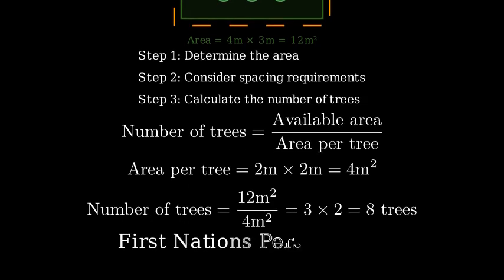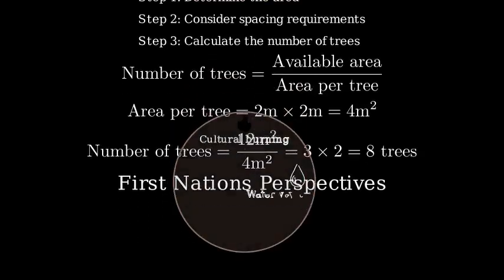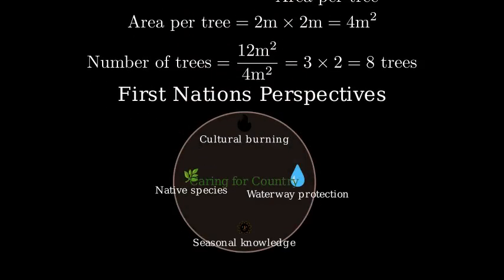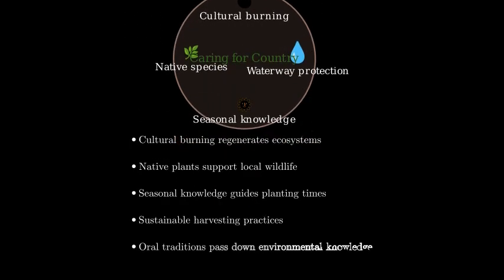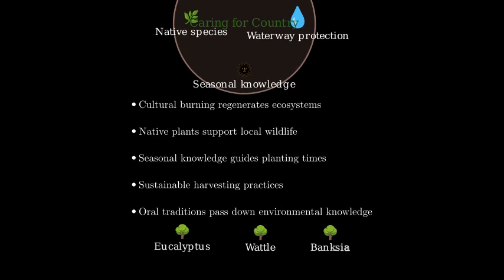An important part of this project is understanding different environmental perspectives, especially those of First Nations peoples. For thousands of years, Aboriginal and Torres Strait Islander peoples have practiced sophisticated land management techniques across Australia. These practices include cultural burning to promote healthy ecosystems, planting native species that support local wildlife, and understanding the seasonal changes that affect plant growth. By incorporating these perspectives, students can select appropriate native trees that will benefit the local ecosystem.